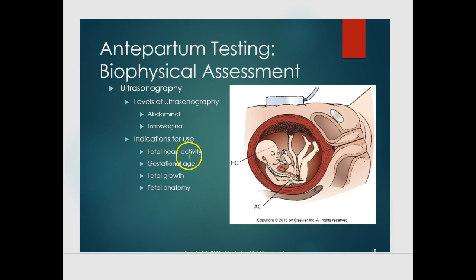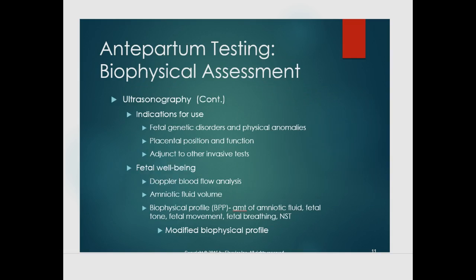We can also monitor fetal heart rate activity with ultrasound. We do that when they're in the hospital. We monitor fetal growth with ultrasound, and fetal anatomy. At 20 weeks, you have a big anatomy scan, and that kind of tells us if all the organs have formed correctly and you're through the very significant period of organogenesis and fetal development. Ultrasound can also check for genetic disorders and physical abnormalities. We're looking very closely there.